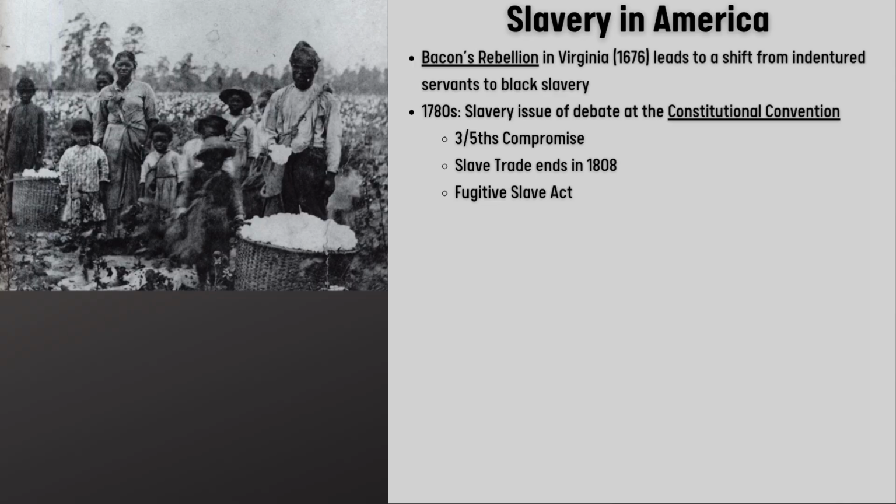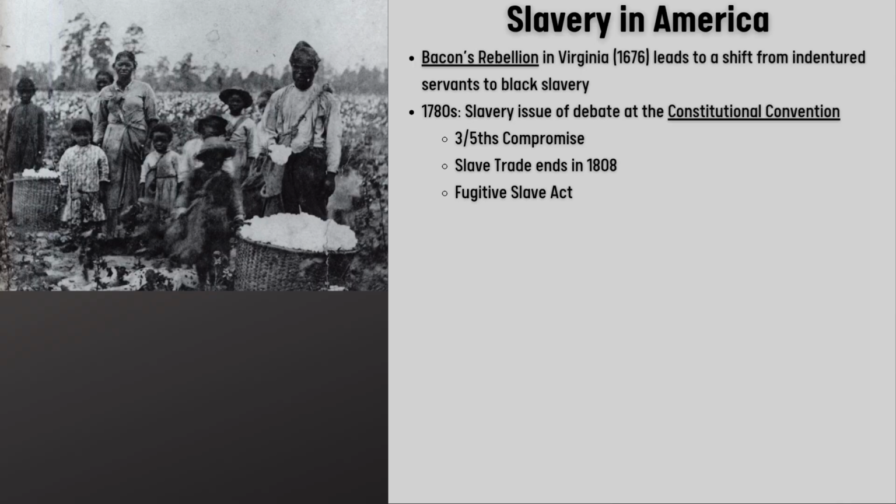Let's look at the evolution of slavery in America. We start with Bacon's Rebellion in 1676. This event marked a pivotal shift from relying on indentured servants to embracing black slavery more extensively. It sets the stage for the systemic entrenchment of slavery in America.